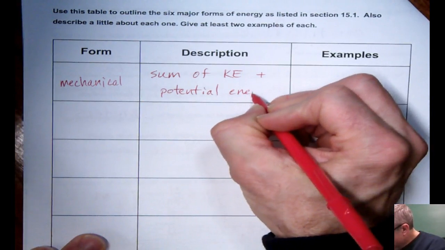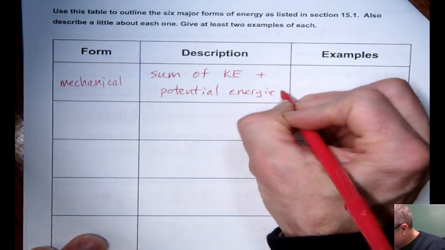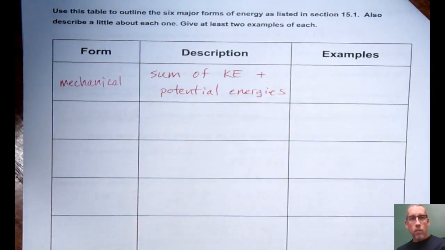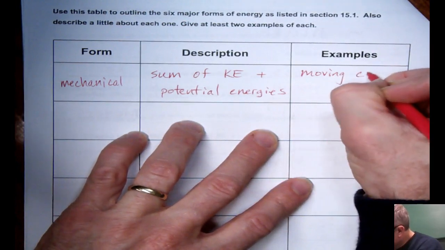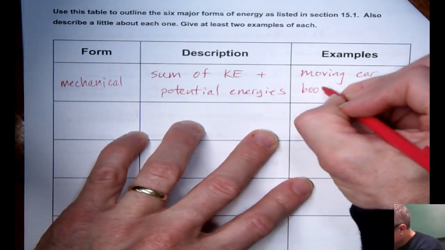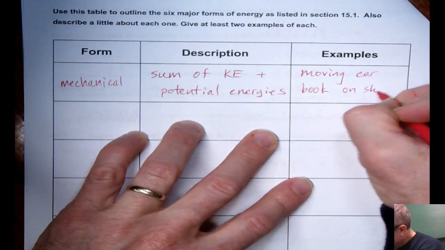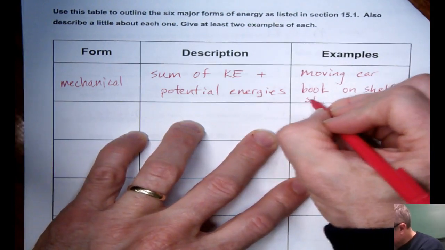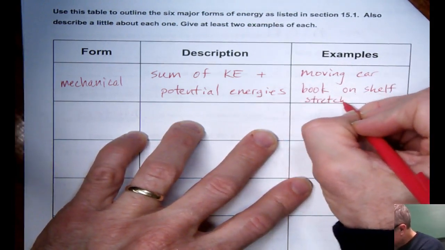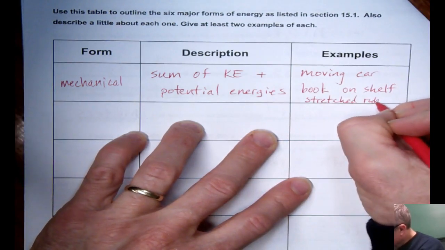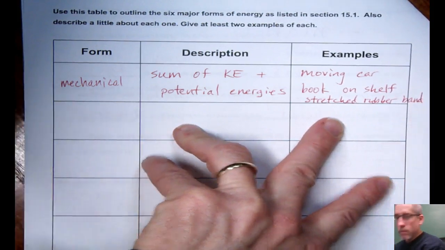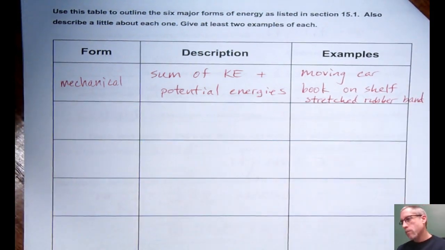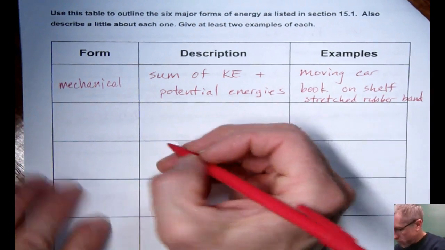So the sum of these two energies in all its form would be what we call the mechanical energy. So, you know, when we have a moving car or the book on the shelf or a stretched rubber band, all of those are different forms of mechanical energy. Okay, so what are some other forms?